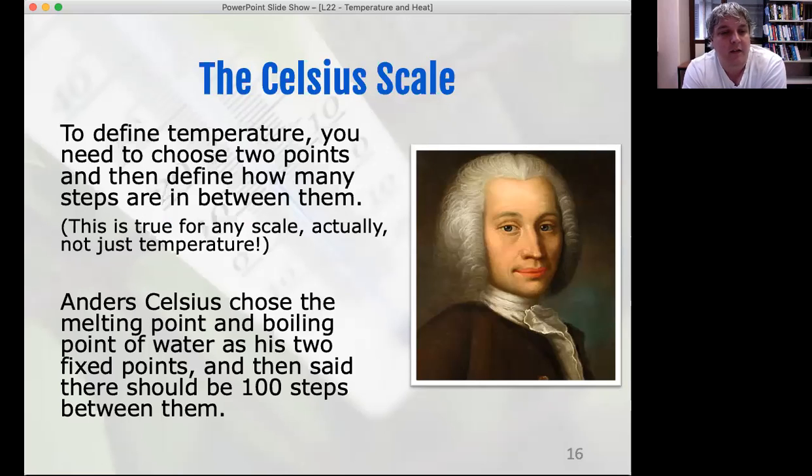Actually, I'll just add a little side historical note. He put it back to front. He said 100 would be where water freezes and 0 would be where it boils. And so as you get hotter, you're actually getting lower temperature value, which did make a lot of sense. Shortly after his death, it was renamed and rescaled to be the Celsius scale the way we know it now.